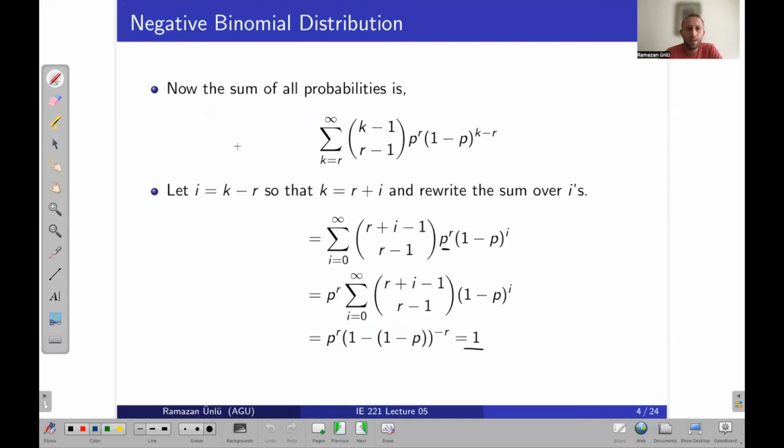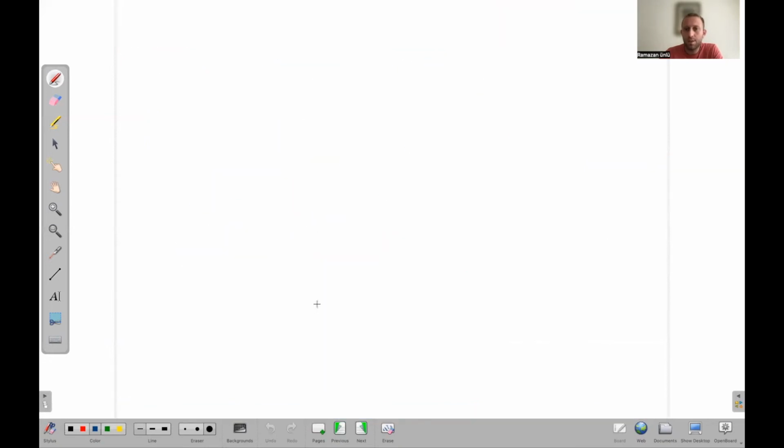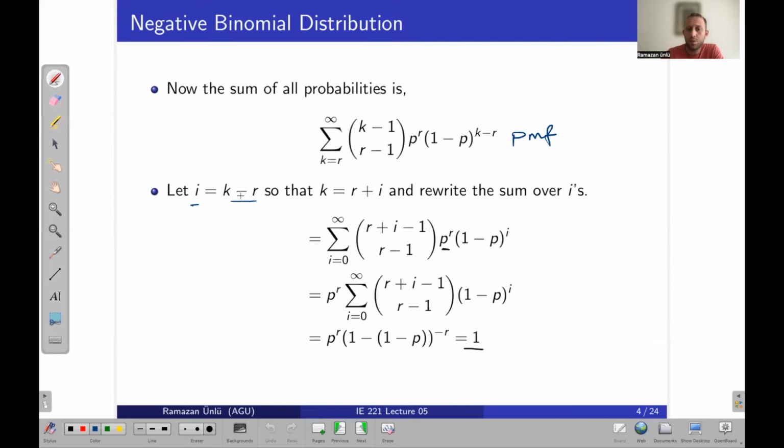Now let's check that the sum of the PMF is 1. So this is our PMF. And let's say i is equal to k minus r. Why did we do this? Because in the PMF, k starts from r, but in our expansion, the index starts from 0. So let's do a simple trick: let i equal k minus r, and we just change the index as i.